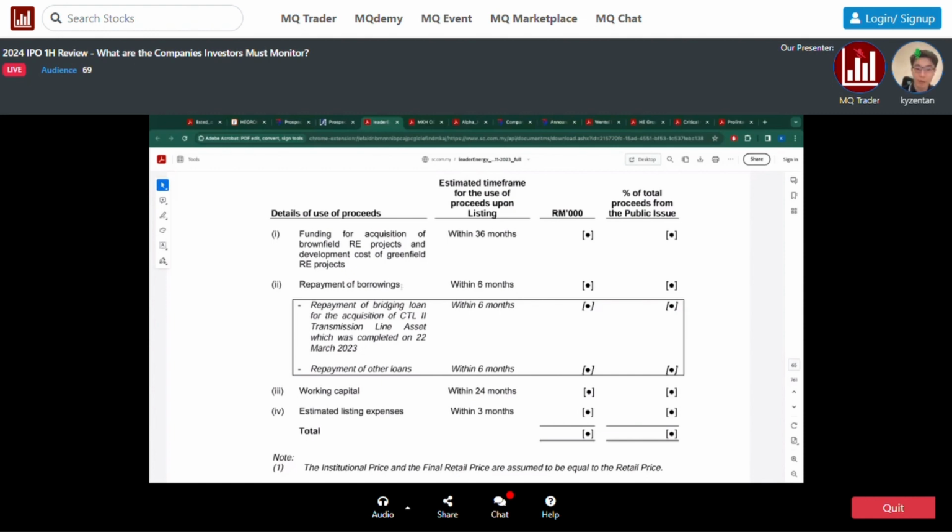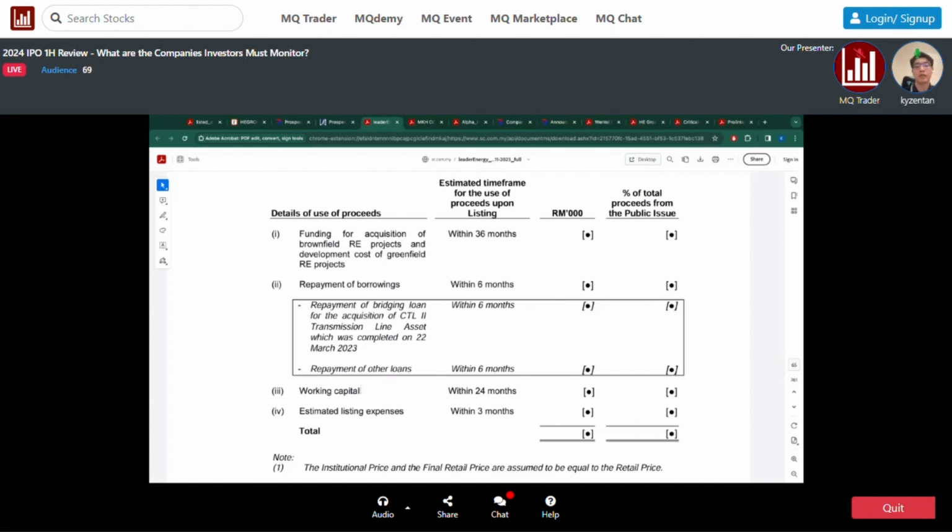So also repayment of borrowings, again, you need to check whether these borrowings were used for their expansion previously. So it's like I haven't raised money, so I go and borrow something first, right? Which you can see over here, for the acquisition of one asset. So they use the IPO proceeds to pay back. For me, this is quite okay. And payment of other loans, I don't know what loan.